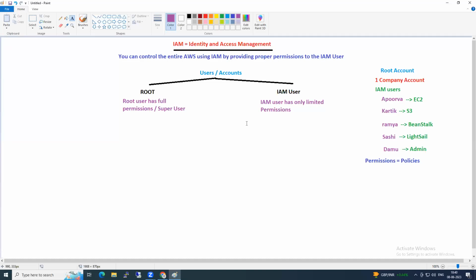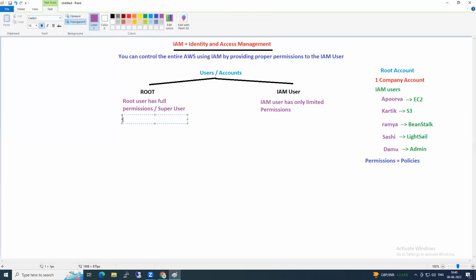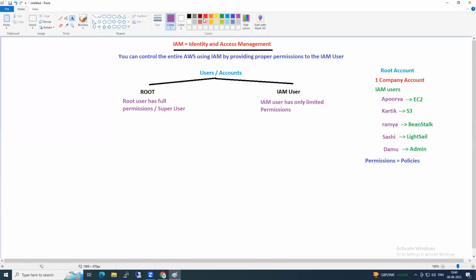When we go deeper, we'll create an IAM user. How do we create an IAM user? I create IAM users called Apurva, Karthik, Ramya, Shashi, Damu, like this. Did I create it as apurva@gmail.com, karthik@hotmail.com? No. So if you are logging in with a username and password, that is an IAM user. Here you're logging in with email ID and password, here you're logging in with username and password. Both are different, right?